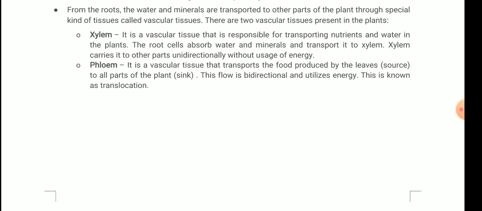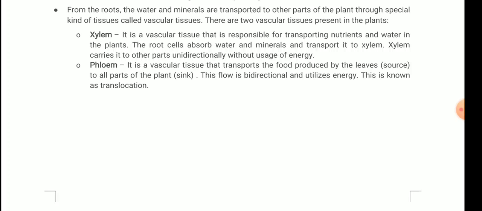Second is the phloem. It is a vascular tissue that transports the food produced by the leaves, that are the sources, to all parts of the plant, that is the sink. Now this flow is bidirectional and utilizes energy. This is known as translocation.